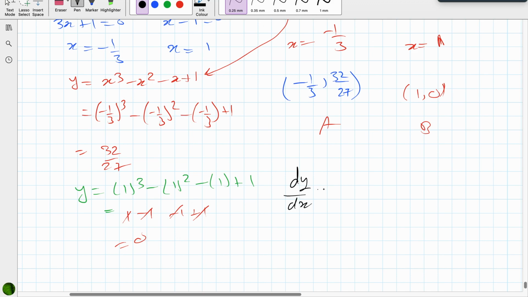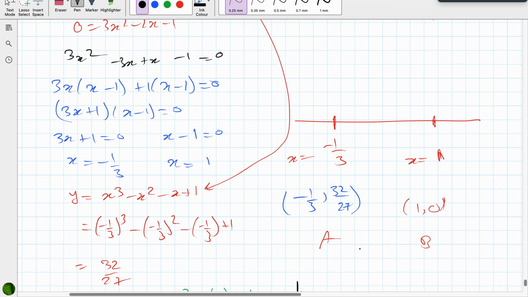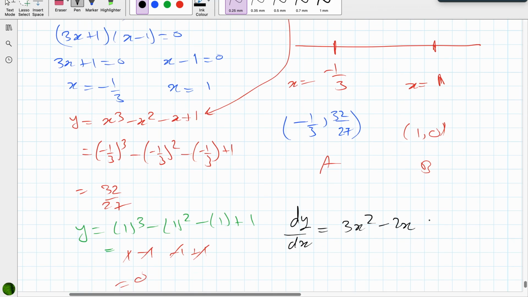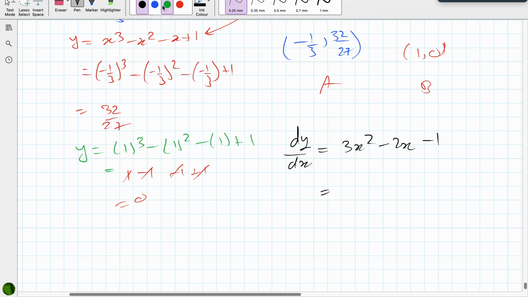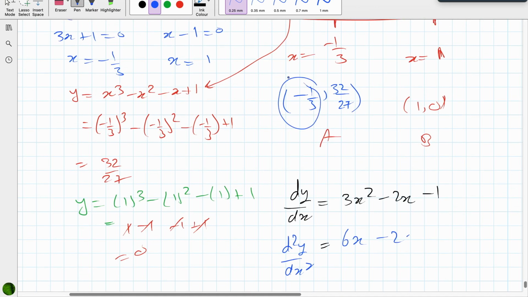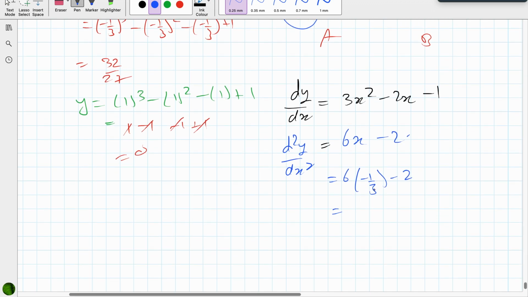dy by dx was already there, which is 3x squared minus 2x minus 1. So we have the derivative, and going for the double derivative, d square y over dx square is 6x minus 2. Now I need to check if it is positive or negative at x equals negative 1 by 3, and at x equals 1. So when x is negative 1 by 3, it is minus 2 minus 2, it is negative 4.